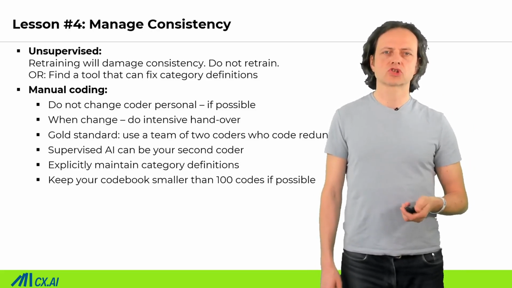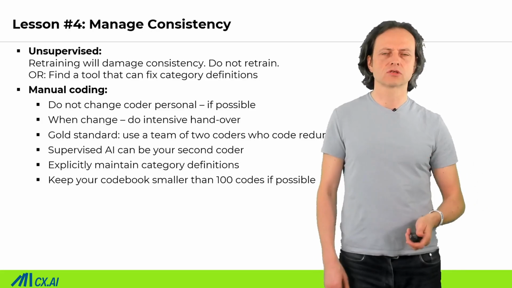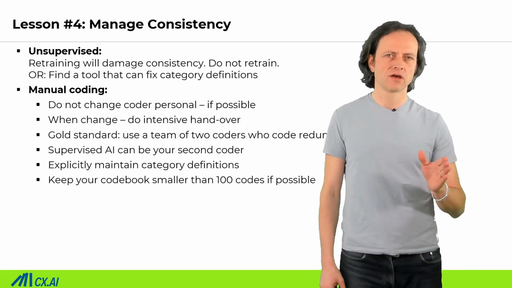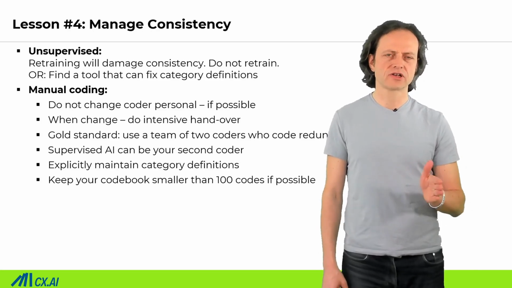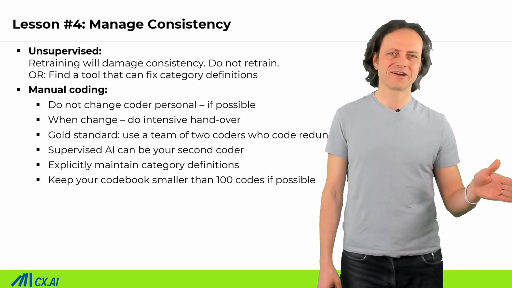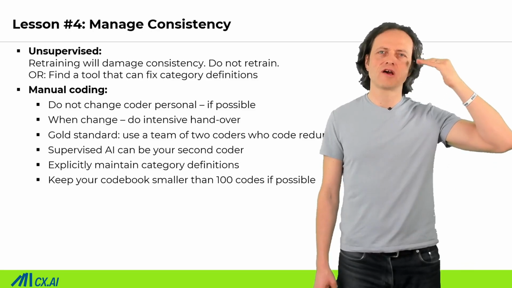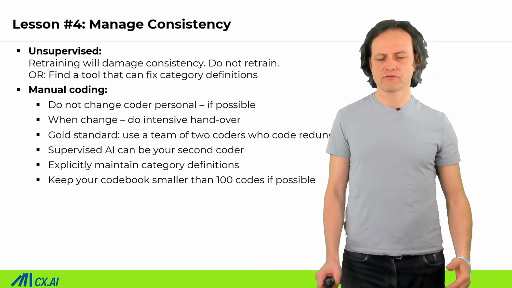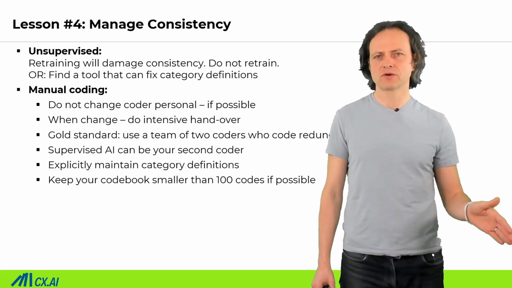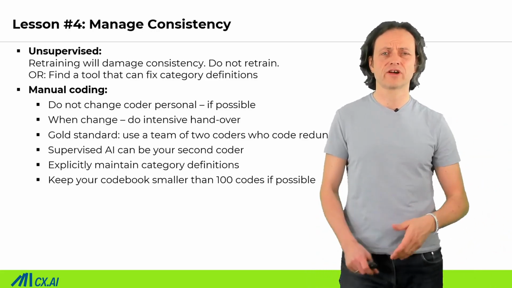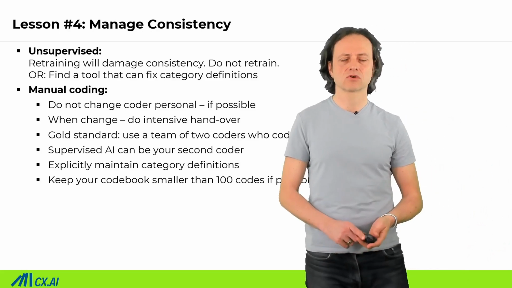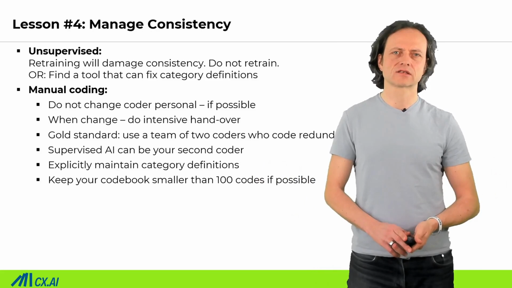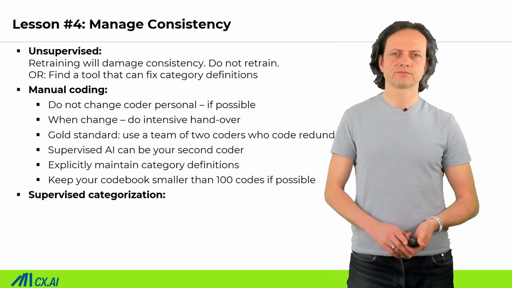Keep your code book smaller than 100 codes if possible, for several reasons. The main reason is actually that coders have a hard time to really find the right code. So typically you have most of them in your mind, but if you have 200 codes, you have a big list and it's cumbersome, you get lazy, and also you forget. And this leads to errors. So the larger the code book, the larger the likelihood that you will make mistakes when categorizing.